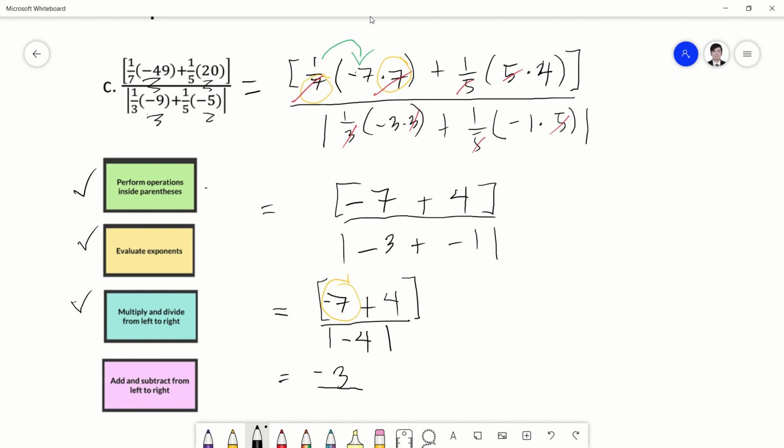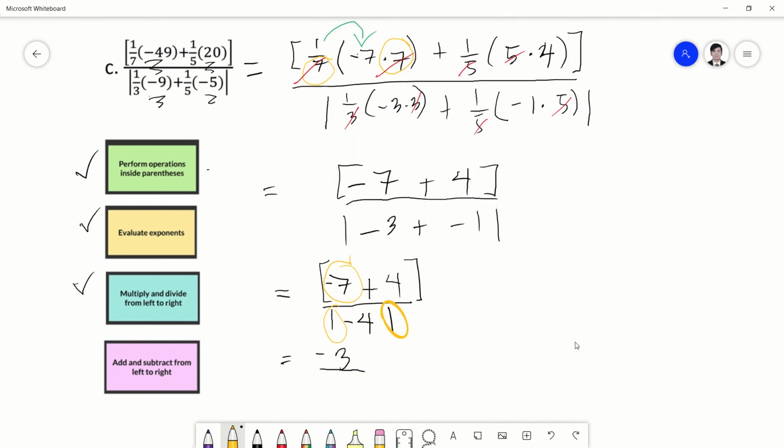And now, in the denominator, if you notice, these are what we call the absolute value bars. When we talk about absolute value, it's actually the distance of a certain number from 0. So that will turn out to be positive 4. Oops, I'm using a colored pen. So positive 4. This is now our final answer.